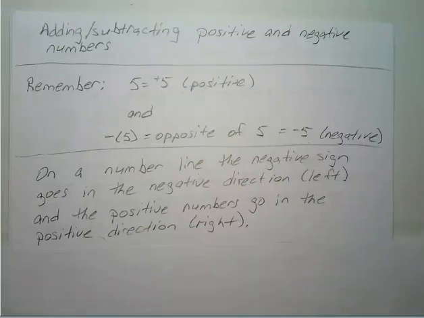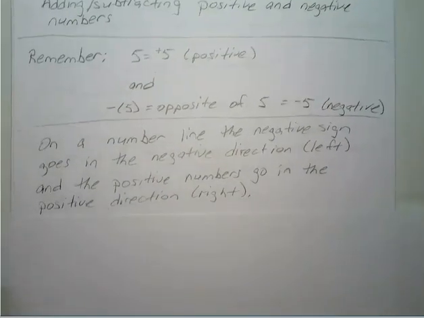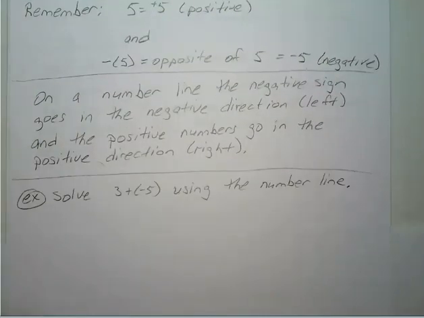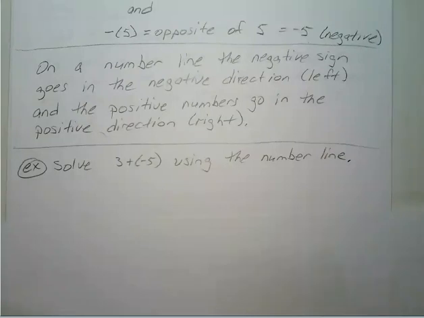Now, if we look at a number line, the negative sign will go in the negative direction, which is left, and the positive sign will go in the positive direction, which is to the right. So, for example, if we apply that to addition, what if we wanted to solve 3 plus negative 5 using a number line?